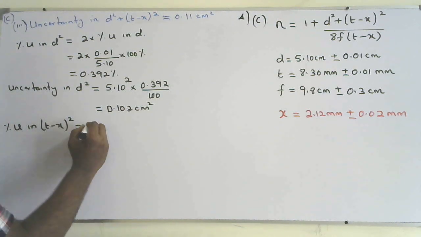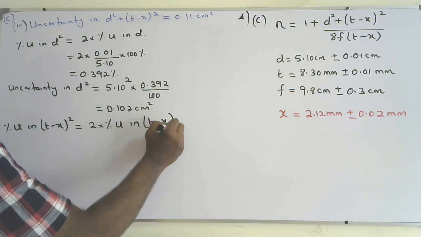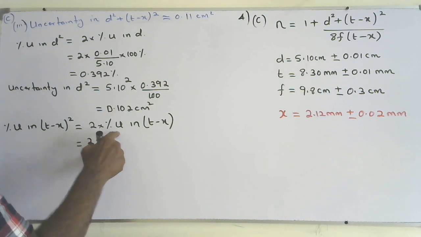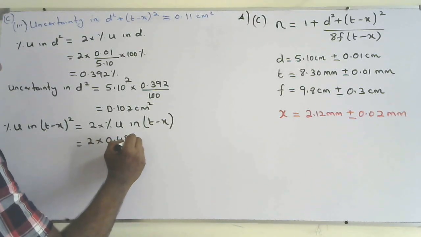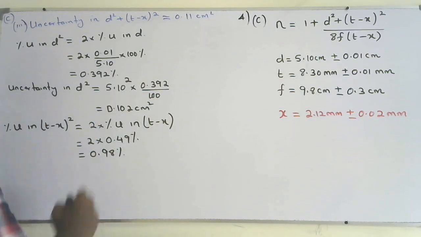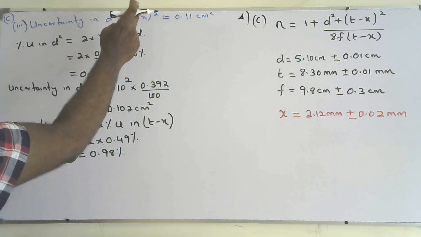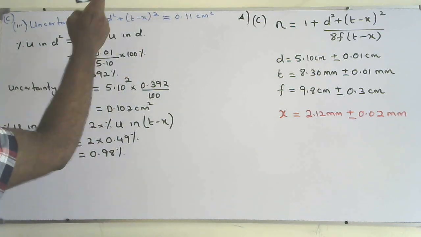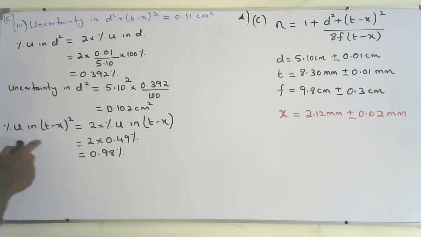Again, there's an index, 2 times percentage uncertainty in t minus x. I found it in the previous part as 0.49 percentage, so that will be 0.98 percentage. Okay, so I need to find the uncertainty in t minus x all things squared. Then only I can add the uncertainty of t minus x squared and the uncertainty of d squared to get the uncertainty of the whole value, right? So uncertainty in t minus x all things squared, how can I find it?